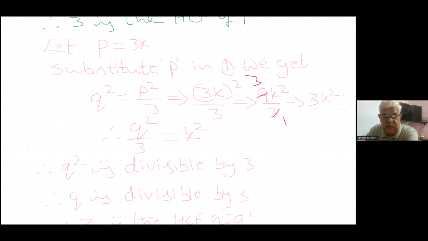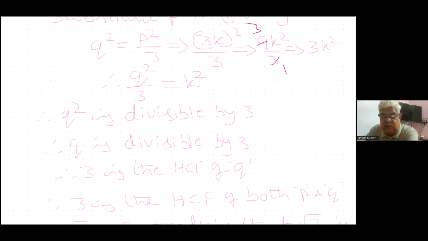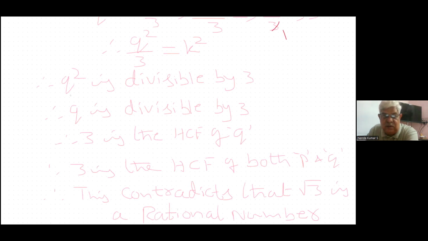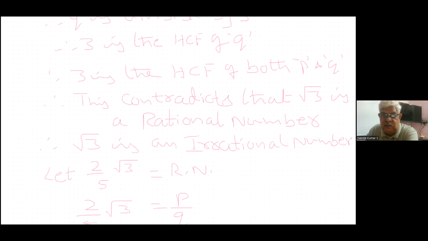Now observe children, we have shown the same thing: q square is divisible by 3. Its square root q is divisible by 3. Therefore, 3 is the HCF of q also. Hence what we proved, observe, 3 is the HCF of both p and q, which is not possible, so the contradiction arises that root 3 is a rational number. Therefore, we have proved root 3 is an irrational number.